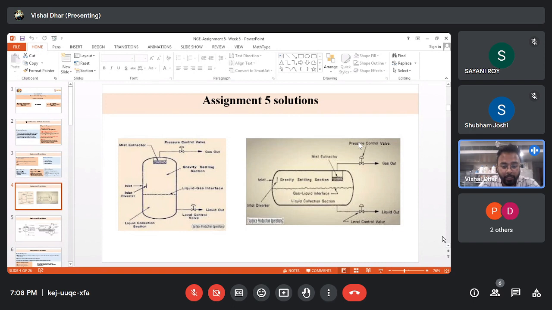There is an inlet diverter, as you can see. In both, the inlet diverter gives a change in velocity to the first flowing stream. This provides initial separation. This liquid inlet diverter provides the liquid initial separation.